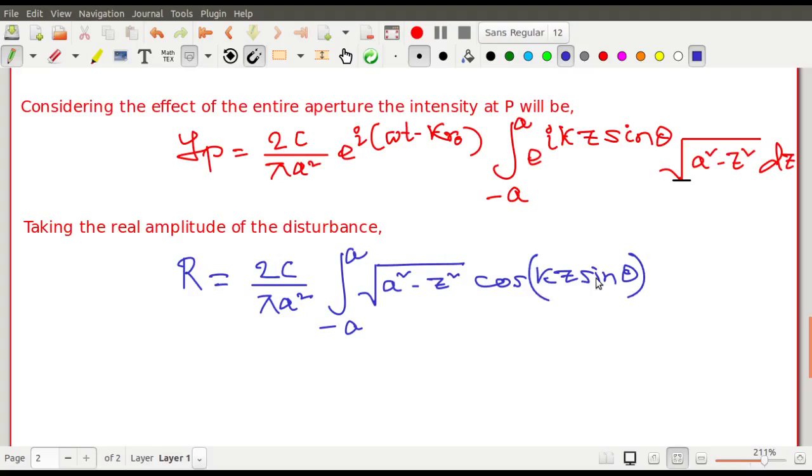Cosine kz sin theta. Now you see that, have you ever seen in your lifetime that within a cosine there is a sine? A sine is inside the cosine, which means life is going to be tough. Your life is going to be very hard. Okay, and you have to tackle the situation.